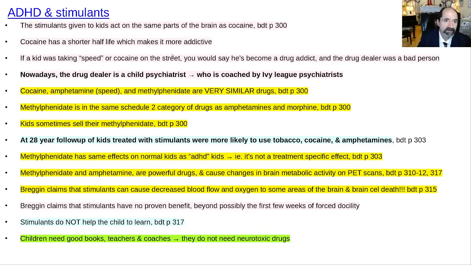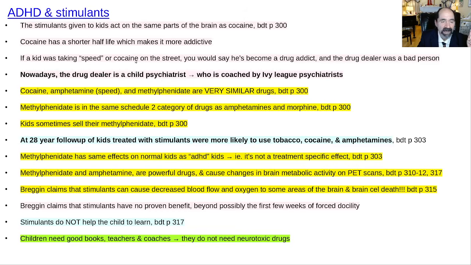The stimulants given to kids act on the same parts of the brain as cocaine. These drugs have a lot of overlap with cocaine. Can you imagine if you heard that a kid was buying cocaine on the side on their own, using their parents' money? You'd say that's very bad behavior and very self-destructive behavior. But if an Ivy League psychiatrist sells your kid a cocaine-like medicine, that's health? No, it's stupid. I'm sorry, but the parents that let their kids take these pills are chumps, man.